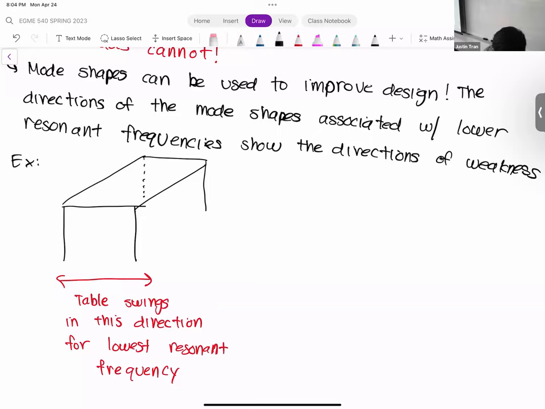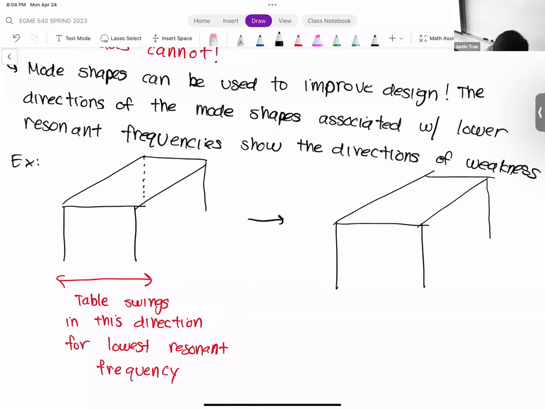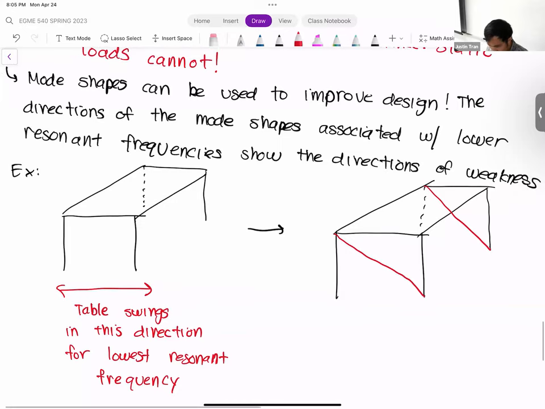Okay. And so an alternative design that you can come up with is maybe we introduce crossbars to increase the stiffness in that direction. So maybe in our improved design, we introduce a crossbar like this, okay, to add rigidity in that direction, and that's going to improve the overall stiffness of our structure. So this is a clever way to give you a quick idea of which ways you can improve your structure. Okay, any questions on this?